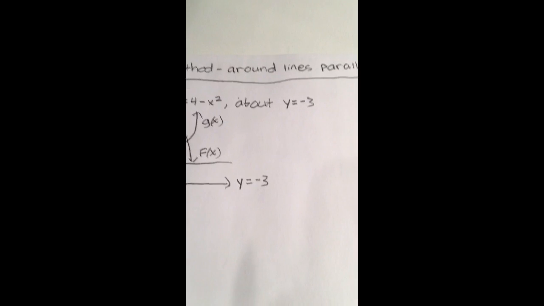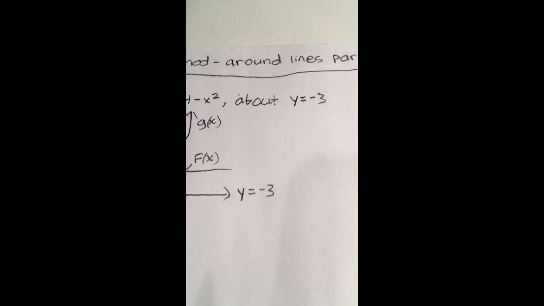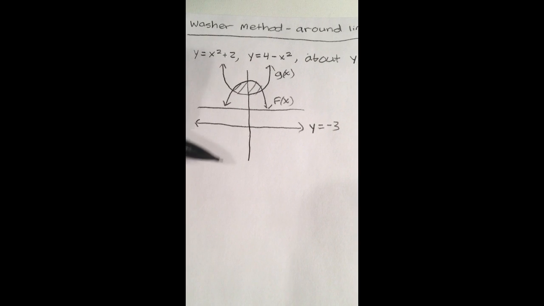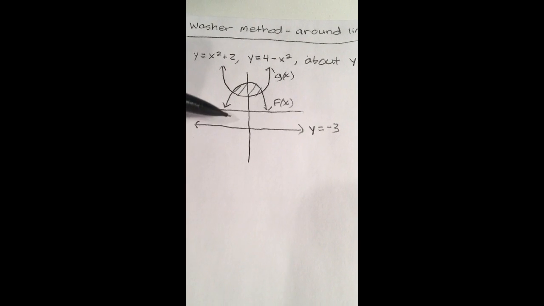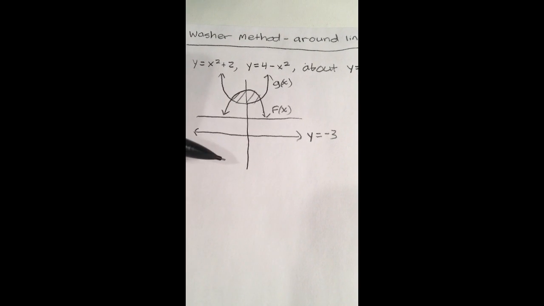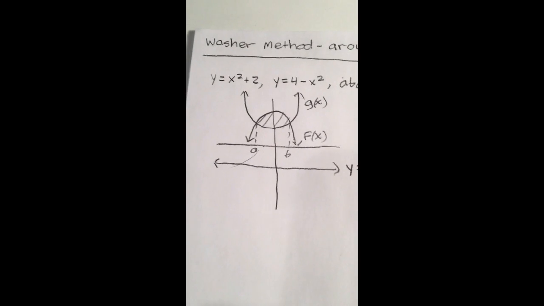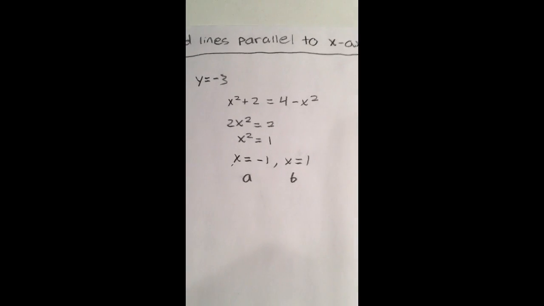Like here we have the area between y equals x squared plus 2 and y equals 4 minus x squared. And instead of rotating it around the x-axis, we're rotating it around y equals -3, which we see here. So this is the area, and we're going to be rotating it all the way around this line, y equals -3, to create a solid, and we're going to find its volume.